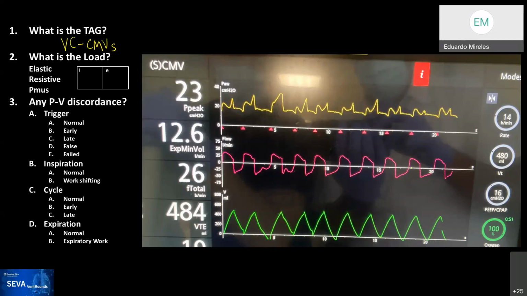Number two is obviously some of the settings here. And number three is if you look at the pressure waveform, you can immediately see that for each one of the flows that are occurring, there's evidence of work shifting, right? And there's different levels of work shifting for this patient. This patient is pretty active, and every breath the patient takes is using different PMOS, as it should. So what is the main load?